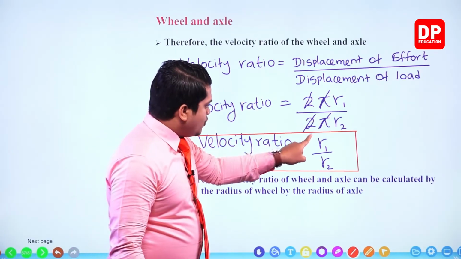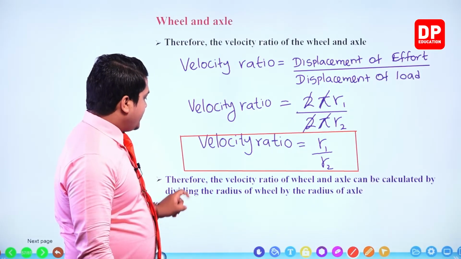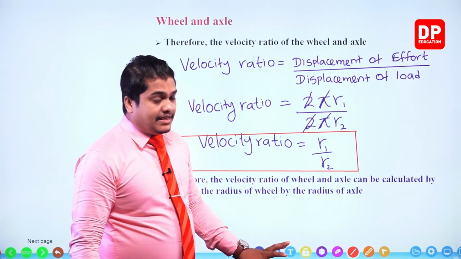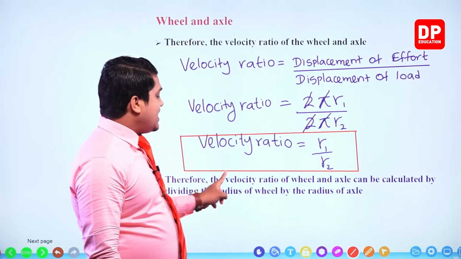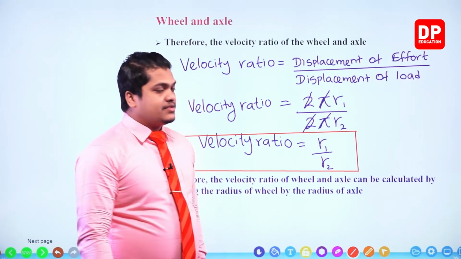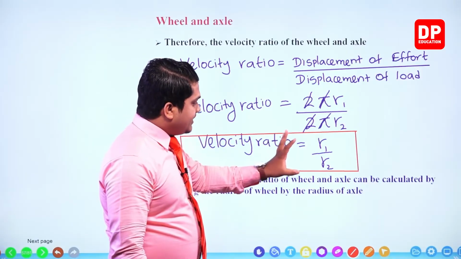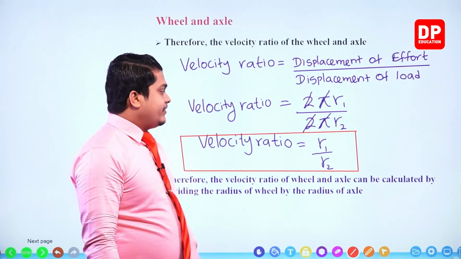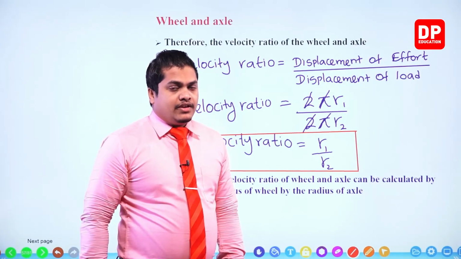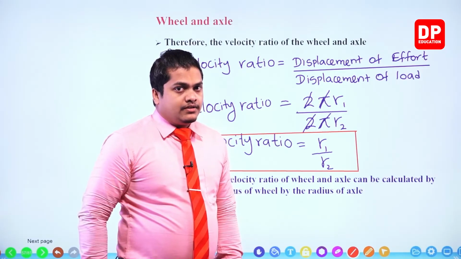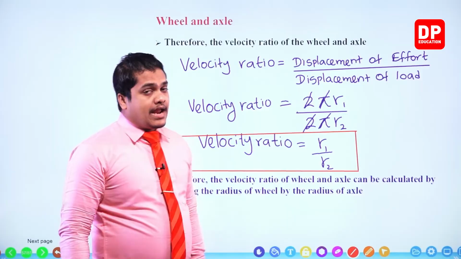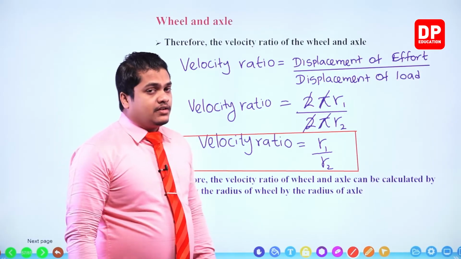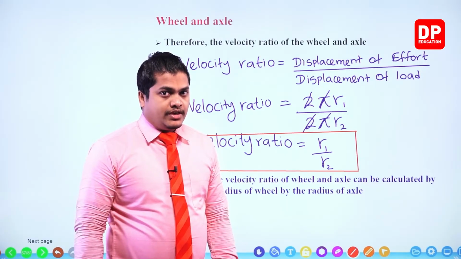So R1 over R2 means, my dear children, the velocity ratio of a wheel and axle can be calculated by dividing the radius of the wheel by the radius of the axle. So when you divide the radius of the wheel by the radius of the axle, we can find out the velocity ratio of a particular what? Wheel and axle. So this is the velocity ratio of a wheel and axle, my dear children. Okay.